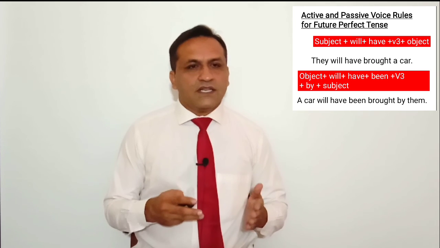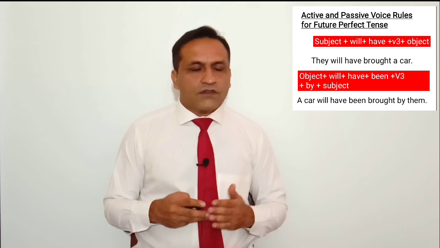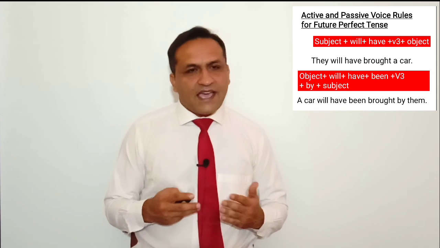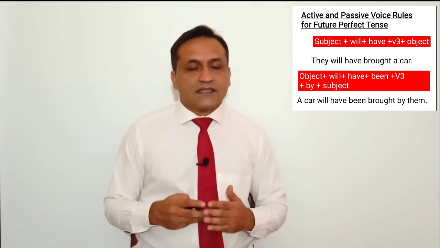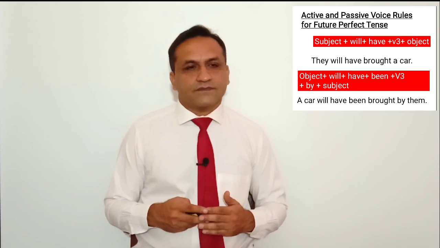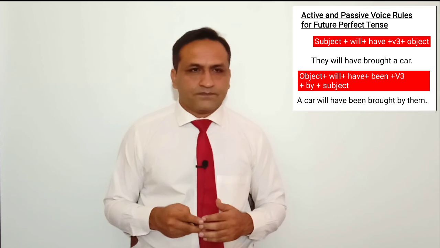Let's talk about the passive structure of future perfect tense. We use object in the beginning of the sentence, then we use will, then have, then been, then third form of the verb, we also add by and then the subject. For example, a car will have been brought by them.